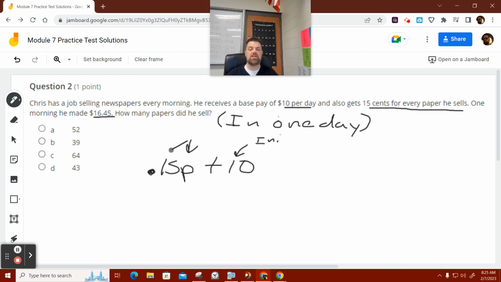And well, actually, P is for papers, and this 0.15 is the unit rate, which we often refer to as a slope. And then one day he made $16.45.